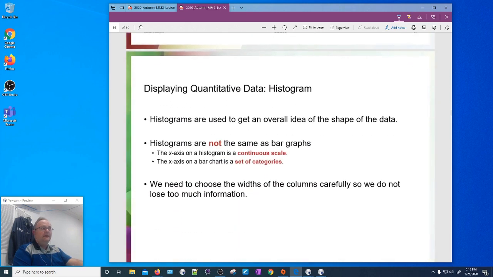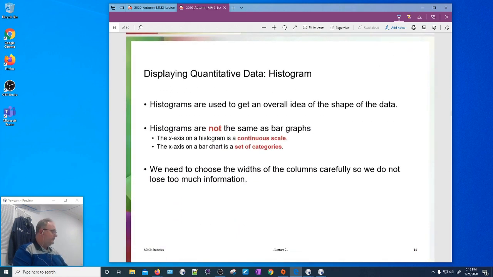Okay, what about the histogram? Well, histograms are not the same as bar charts. That's the first point. They're not the same thing. And they help us to see the shape of the data. They give us an idea of the overall shape of the data. Who knew that that was a thing? Who knew that it was such an important thing? The shape of the data. So they're not the same as bar graphs.